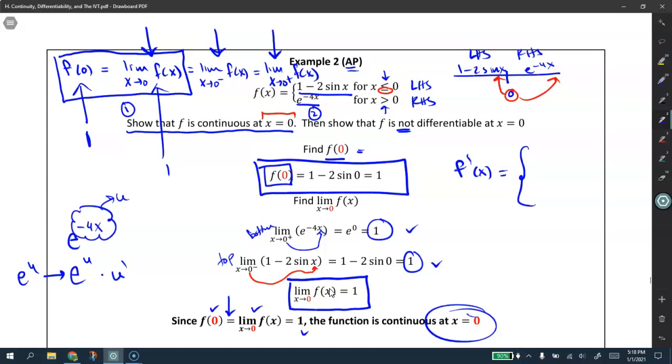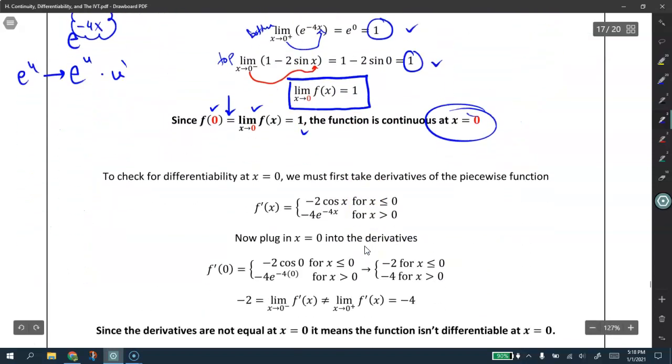Now, when we take the derivative of this particular piece, here's what we discover: the derivative of the top function, 1 minus 2 sine x, becomes negative 2 cosine x. And the derivative of the other function, e to the negative 4x, becomes negative 4 e to the negative 4x. Now we plug in x equals 0 into both of them. When you plug x equals 0 into the top function, you end up with negative 2 times 1, which is negative 2. When you plug it into the bottom derivative function, you end up with negative 4.